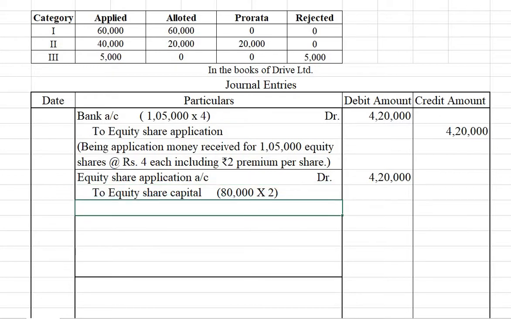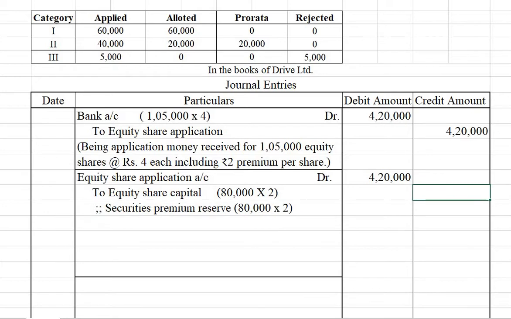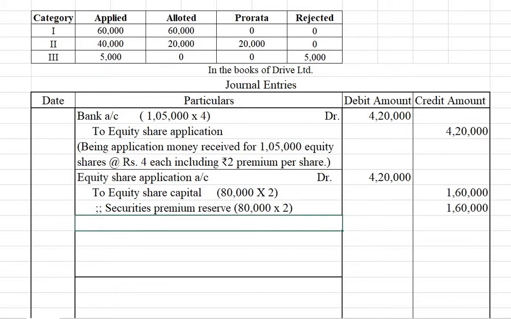Then what about the remaining? 80,000 into 2 is the capital value. So premium is there. What is the journal entry for premium? That particular call debtor to securities premium account. Here the particular call is equity share application. Equity share application debtor to equity share premium. That means 80,000 into the remaining 2 rupees. So here 1,60,000 for capital value, then premium also 1,60,000. Okay.